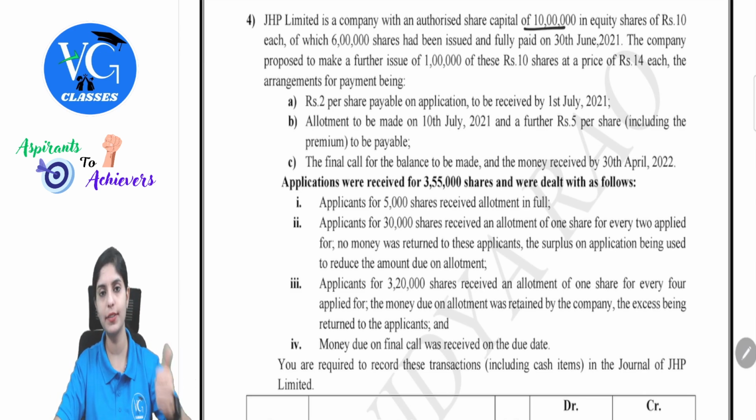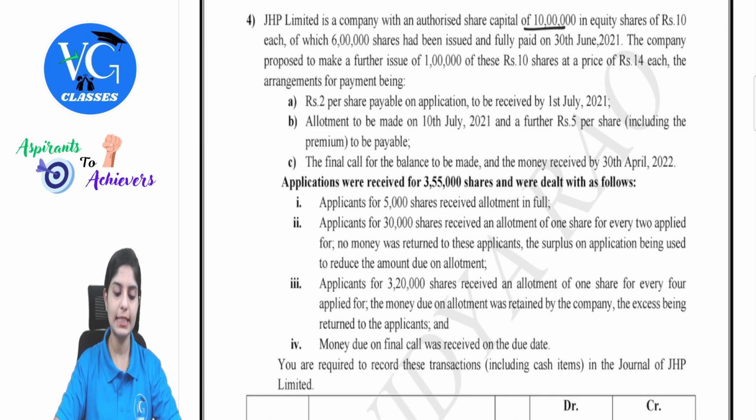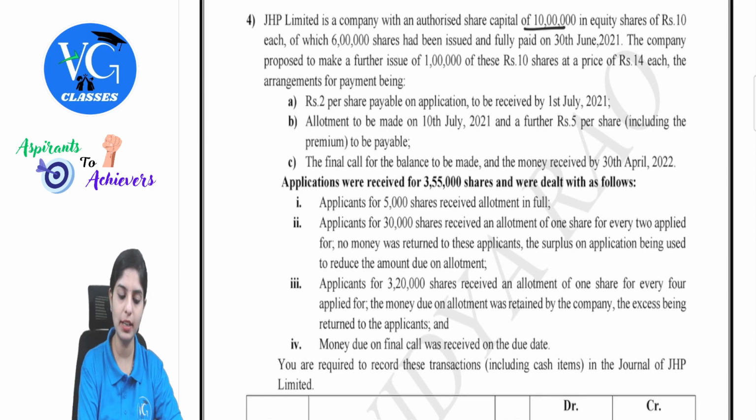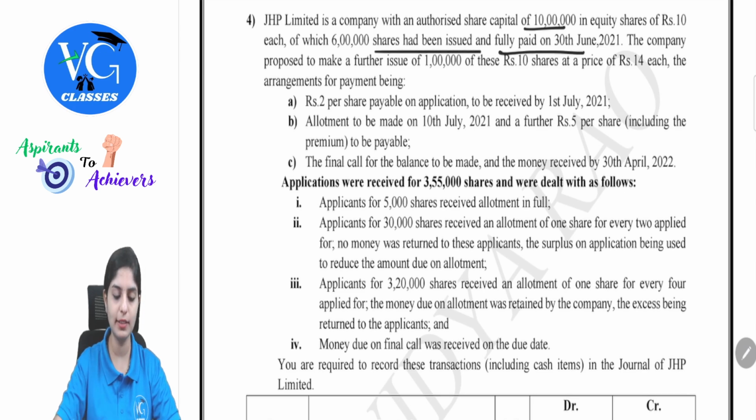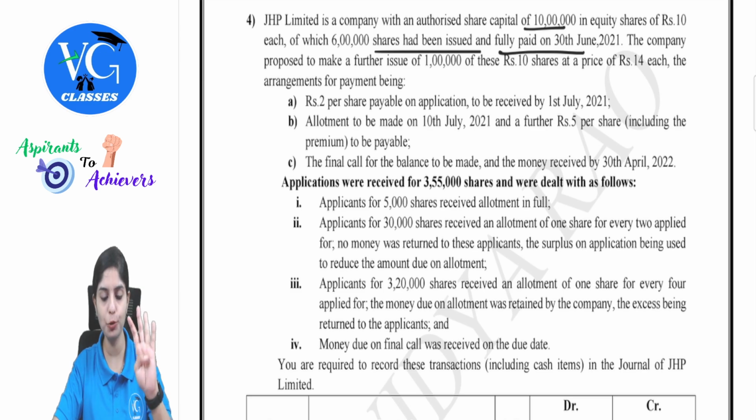We are not interested in authorized because that is nothing but the maximum capital, of which 6 lakh shares had been issued and fully paid on 30th June 2021. Understand the story here. 6 lakh shares had already been issued and this was fully paid, so we are not concerned about it because the entries would have already been done. The company proposed to make a further issue of 1 lakh of these shares of 10 rupees at a price of rupees 14 each. That means there is a premium of 4 rupees.